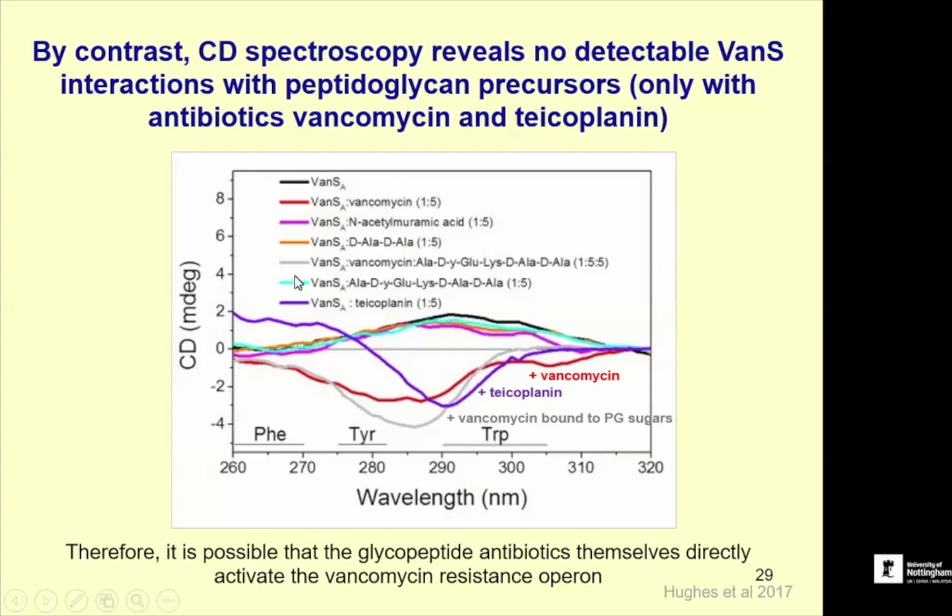So in this case, the purple one is teicoplanin. The reason that works is teicoplanin is related to vancomycin. It's an antibiotic homologue, an analog of vancomycin that is used in the clinic. So that's a glycopeptide as well, and we'd expect to see that bind if vancomycin does, and it does. And the red one is vancomycin with Van-S, and I forget what the grey one is.